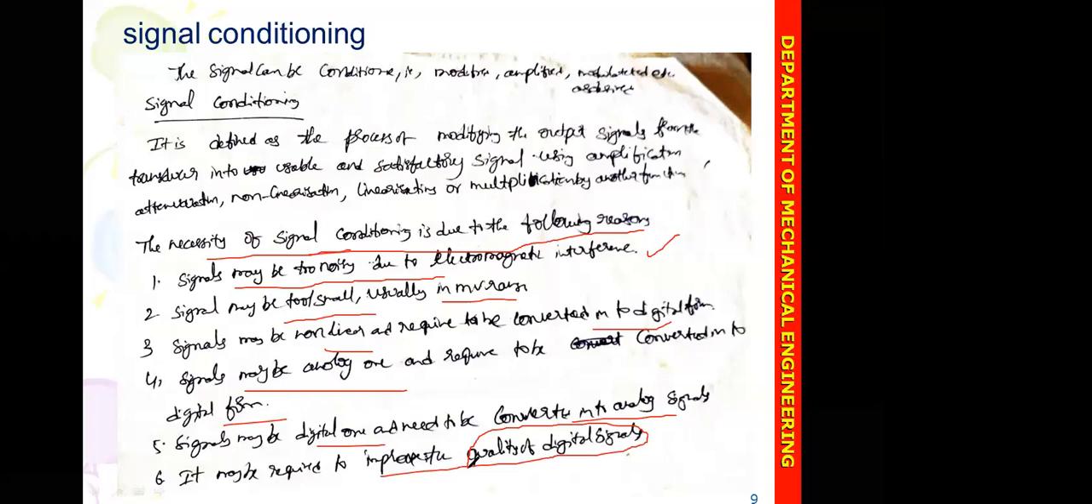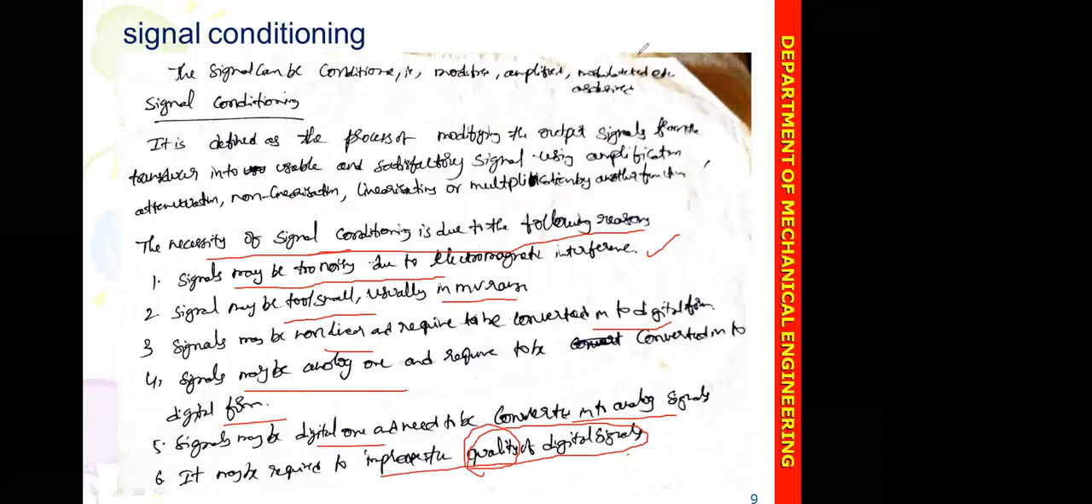That means signal conditioning, whatever we discussed, the electronic devices, are all strengthening the signal. Here it is written clearly: improve the quality of the signal. Improving the quality means it strengthens the signal.